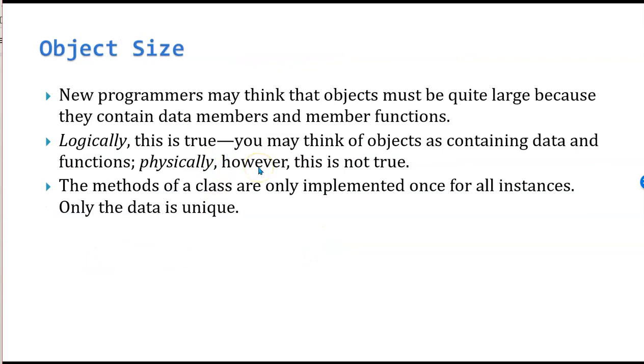New programmers might think that objects must be quite large because they contain data members and functions, but that's only true from a logical perspective. Physically, the members of a class are only implemented once for all instances. Only the data is unique.